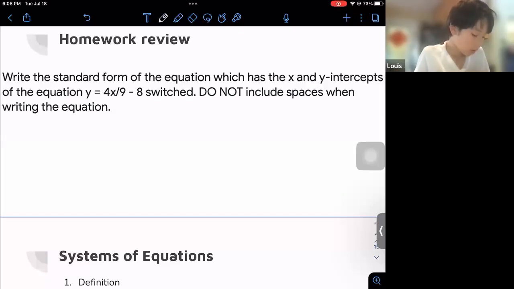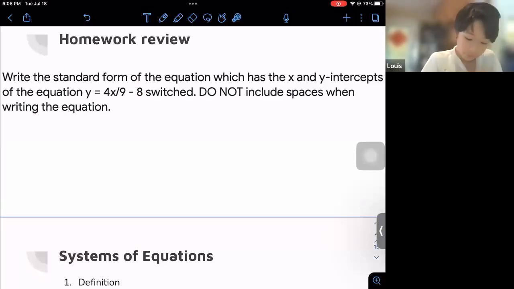So, for this problem, write a standard form of the equation which has the x and y intercepts of this equation switched. So it means that the x-intercept of the equation we want is the y-intercept of this. And similarly, the y-intercept of the equation we want is the x-intercept of this.